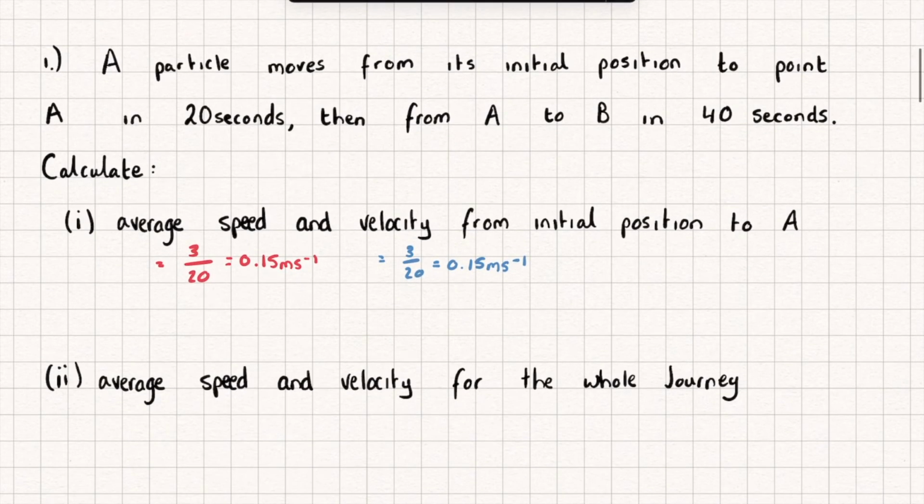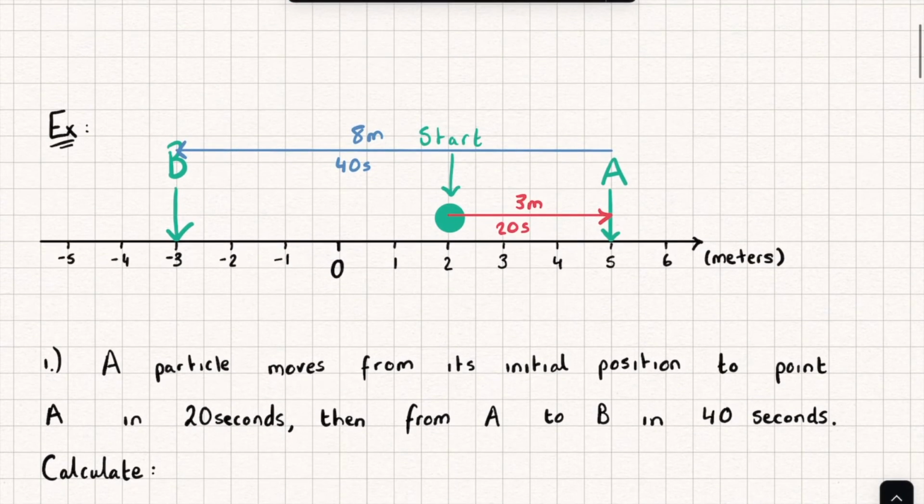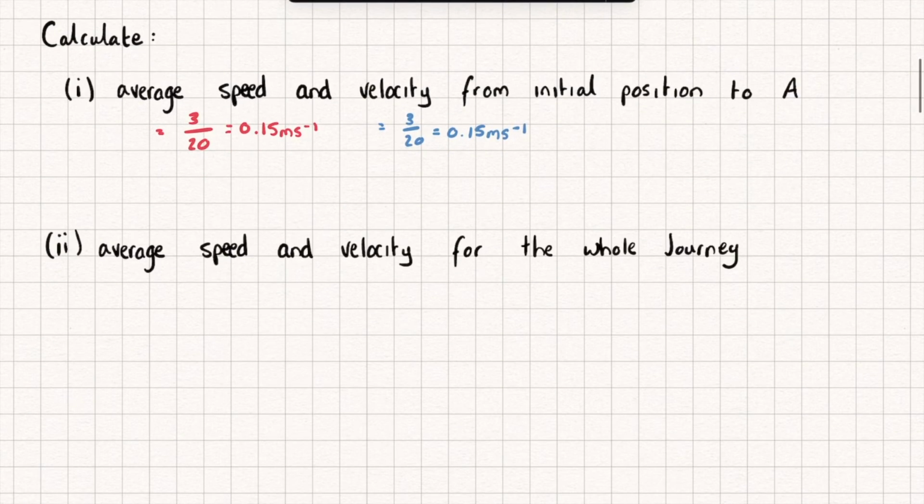Let's look at part 2. It now asks for the average speed and average velocity for the whole journey. So that's looking at from where it started to where it's finished. Let's start off with the average speed. It went a distance of 3 meters and then turned around and went a distance of 8 meters, and so its total distance travelled is 11 meters. So let's write that down. It's travelled a distance of 11 meters.